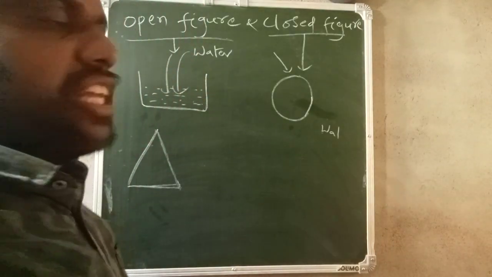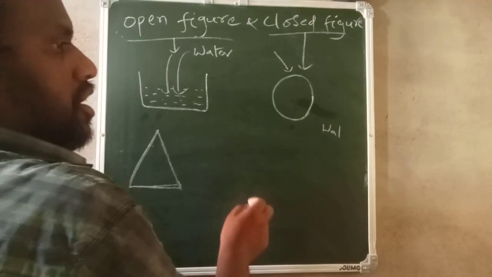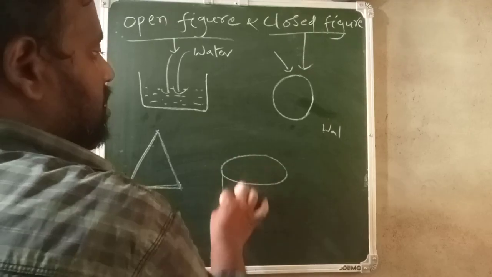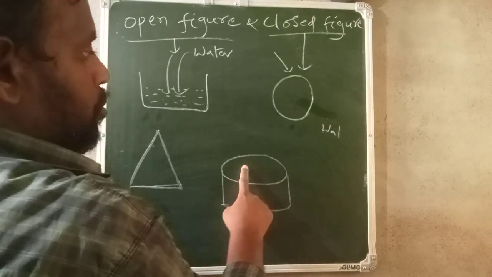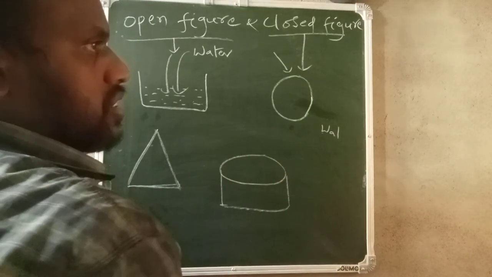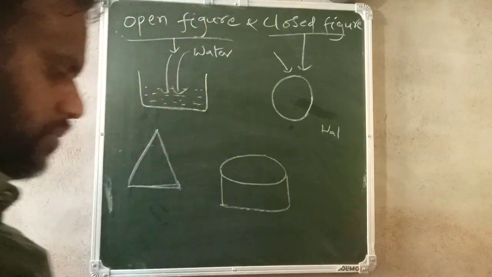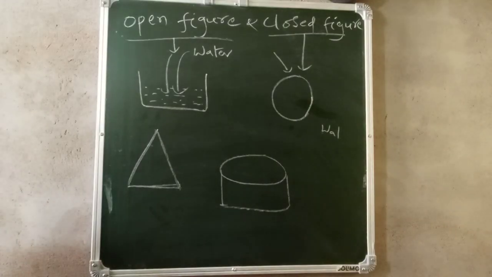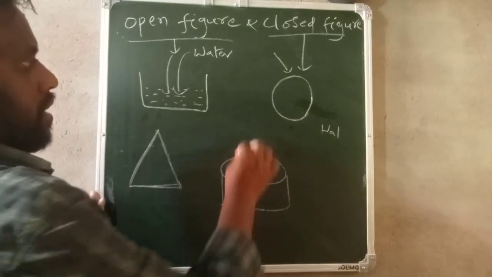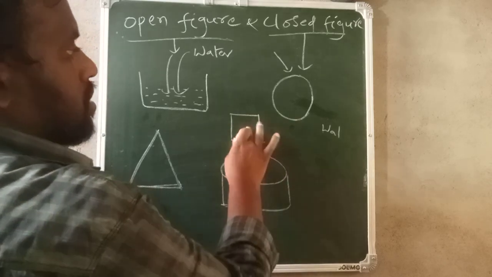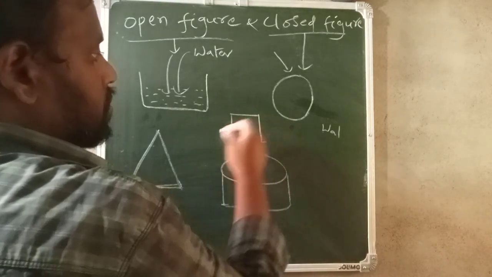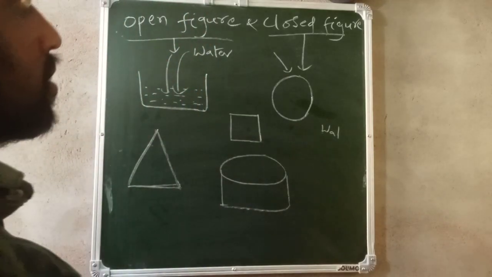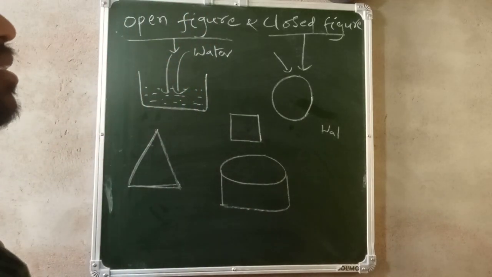If you take a lunch box and remove the top plate, so the lunch box is like this. If you remove the top plate, there is an opening here, so it is an open figure. Even a square is, sorry, a closed figure. Okay.